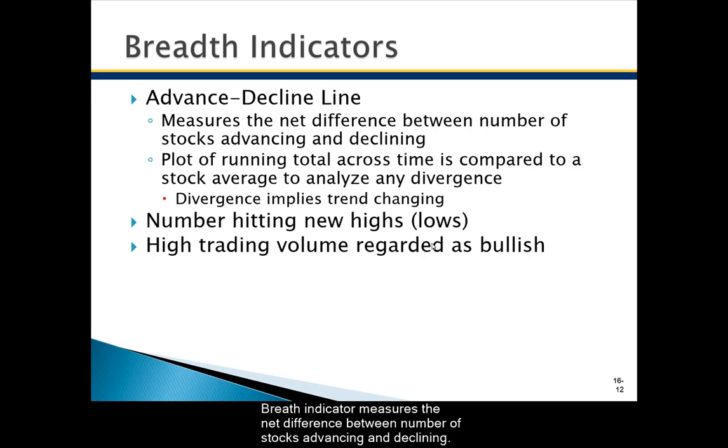The breadth indicator measures the net difference between the number of stocks advancing and declining. A plot of the running total across time is compared to a stock average to analyze any divergence. Divergence implies a trend change. High trading volume is a bullish signal.